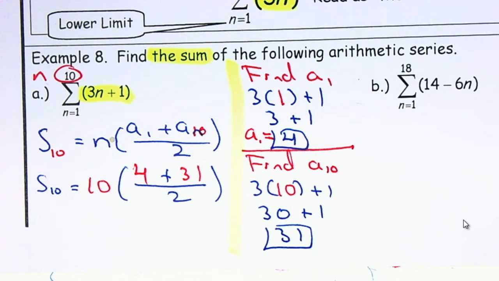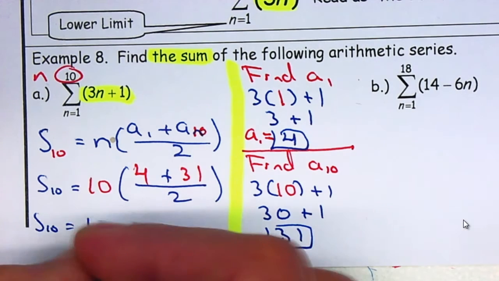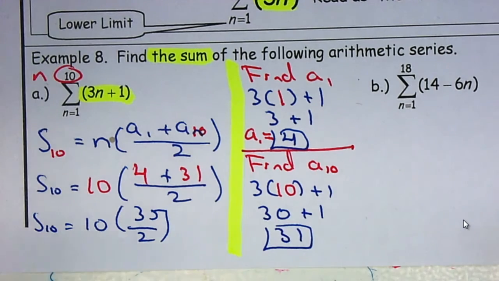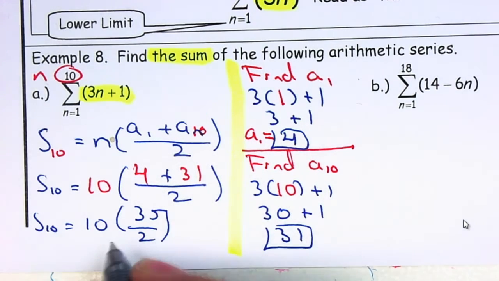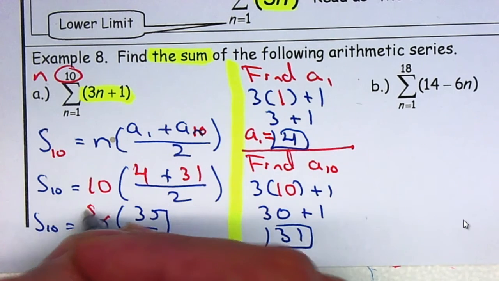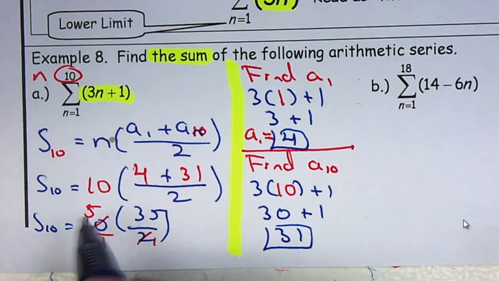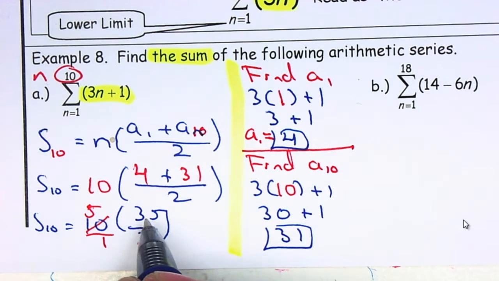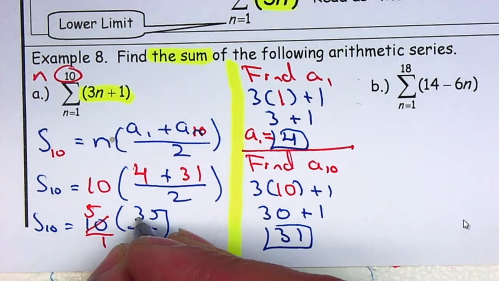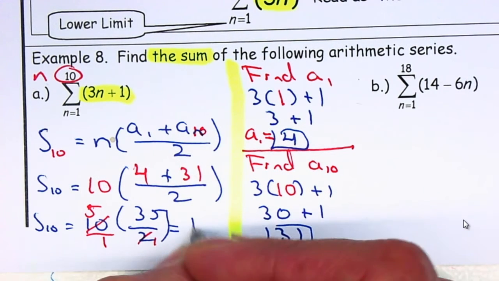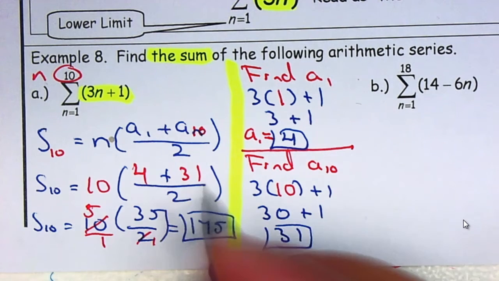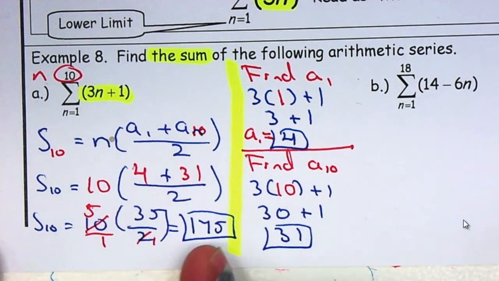And now I just simplify. The sum of the first 10 terms will be 10 times 35 divided by 2. You can do 35 divided by 2, or I can place this over 1 and cross simplify. Divide by 2, that gives me 5. So 5 times 35. 5 times 30 is 150. 5 times 5 is 25, so that gives me 175. Notice that even though this is a new notation, this is a much easier problem.